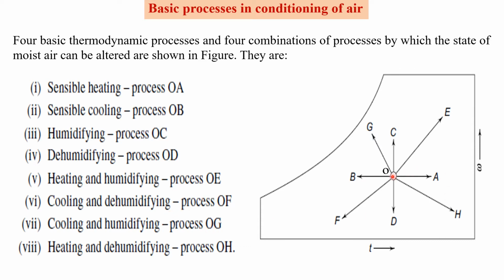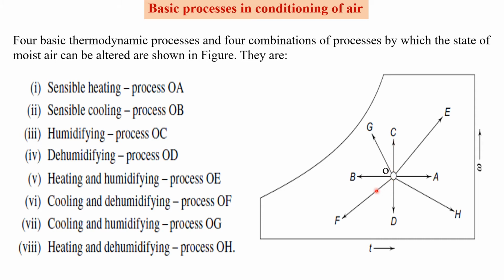If the thermodynamic state is altered along the path O to E, there is an increase in the dry bulb temperature and a simultaneous increase in the moisture content also. So this process would be termed as heating and humidification. This is going to be a combination of two processes, that is sensible heating and pure humidification.